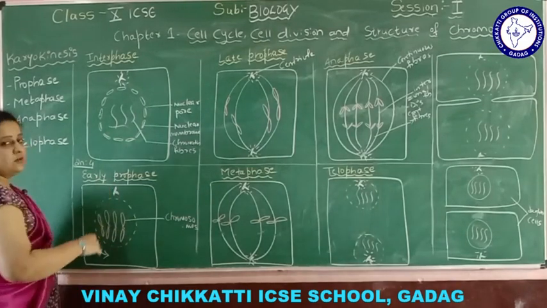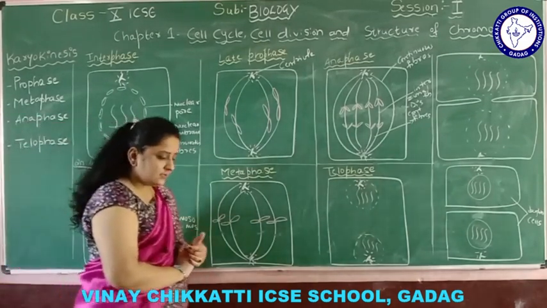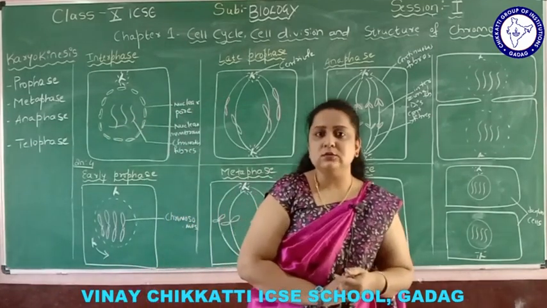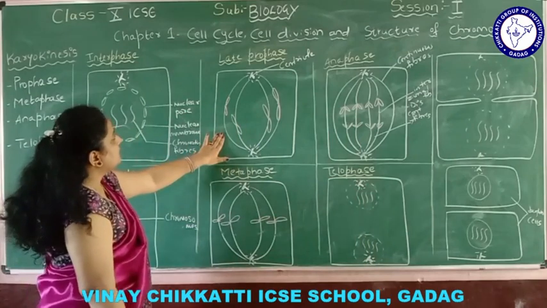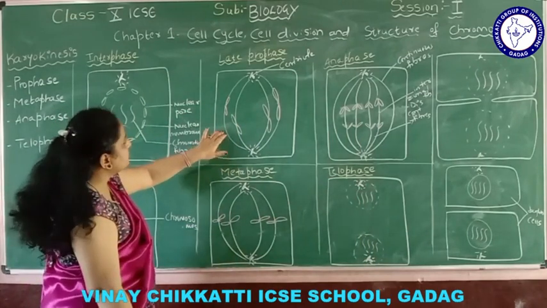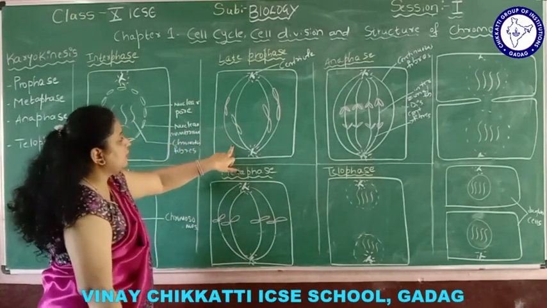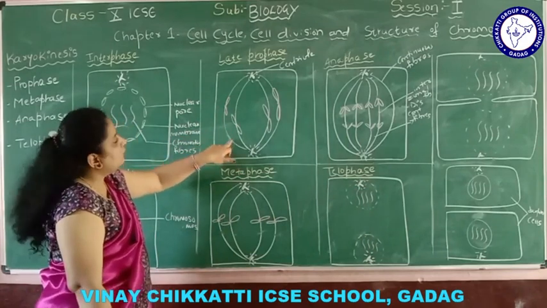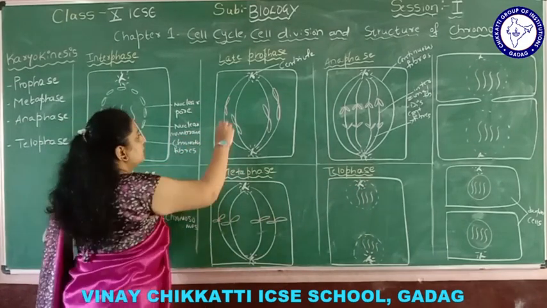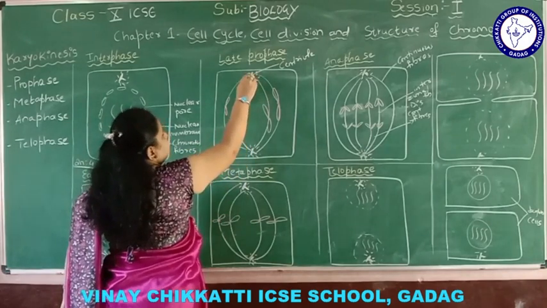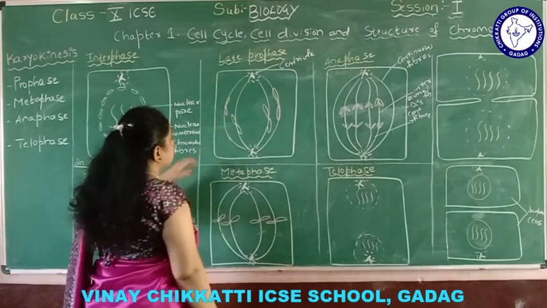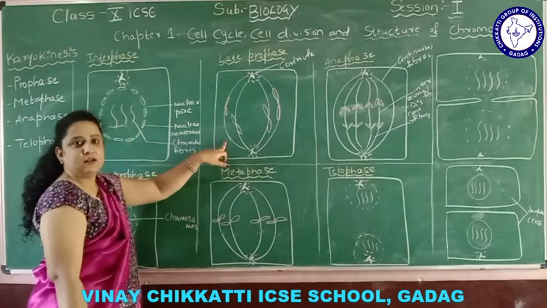As you already know, in the S phase, in the synthesis of DNA, centrioles also get duplicated. Next, what happens in late prophase? In late prophase, there is formation of spindle fibers. From where are the spindle fibers formed? They are formed from these asters. These small rays are called asters, which give rise to spindle fibers.